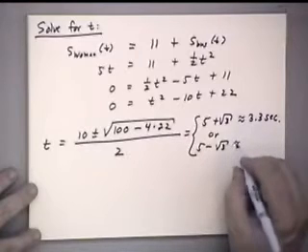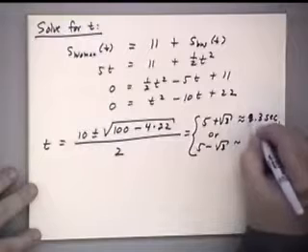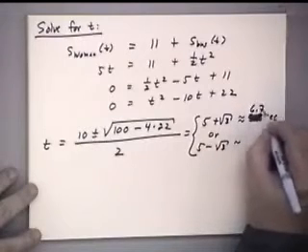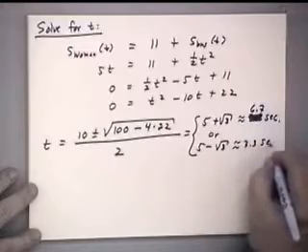And 5 plus the square root of 3, I guess, would be the bigger one, so that's going to be 6.7 seconds. And 5 minus the square root of 3 is approximately 3.3 seconds.